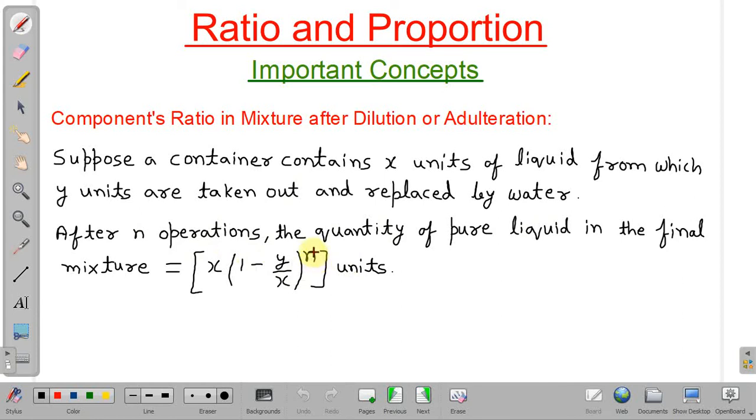So if n is equal to 1, it will be to the power 1 only. If the number of operations is 2, it will be to the power 2. Please remember this important formula, it will help you in solving problems. Okay friends, in this lecture we have discussed some important concepts on ratio and proportion. Thank you.